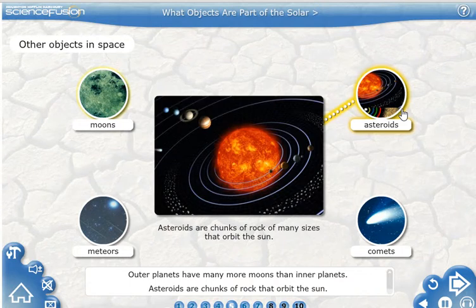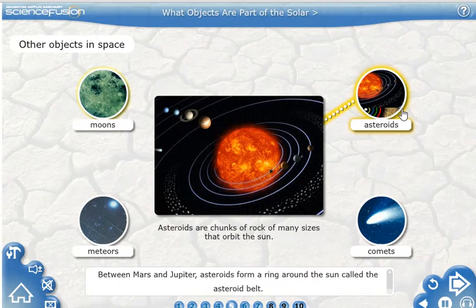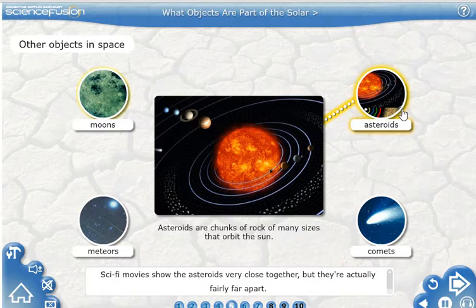Asteroids are chunks of rock that orbit the sun. Between Mars and Jupiter, asteroids form a ring around the sun called the asteroid belt. Sci-fi movies show the asteroids very close together, but they're actually fairly far apart.